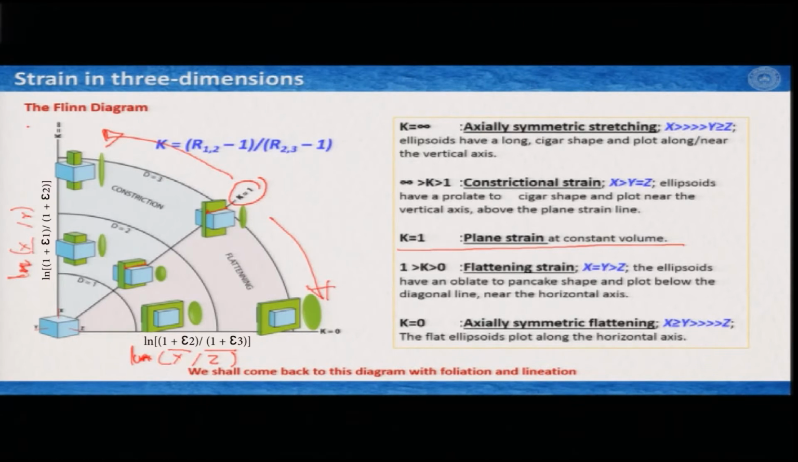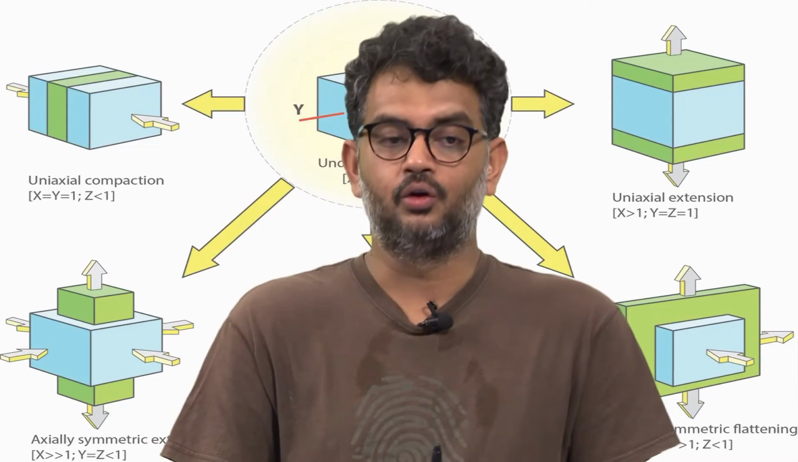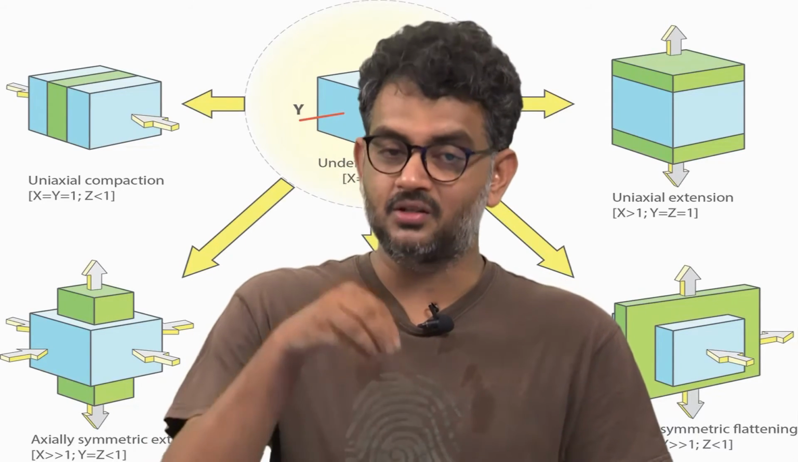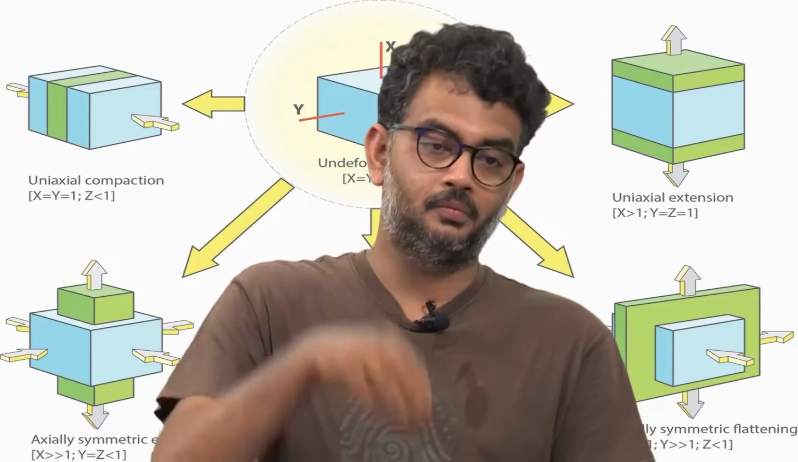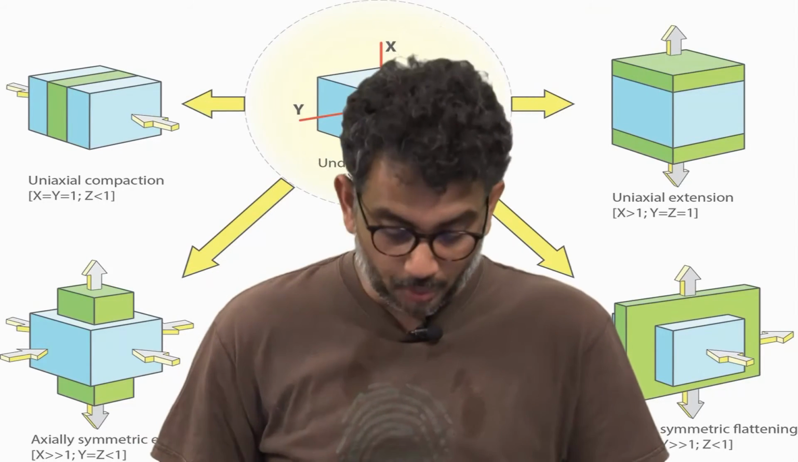So, whatever is on both sides of this k equal to 1 line, if I go to the top side, it is under the constriction domain. That means in this domain, along the x axis it would extend and in the other two directions it would shrink. Therefore, with progressive deformation you would produce something like a pencil or a long object.